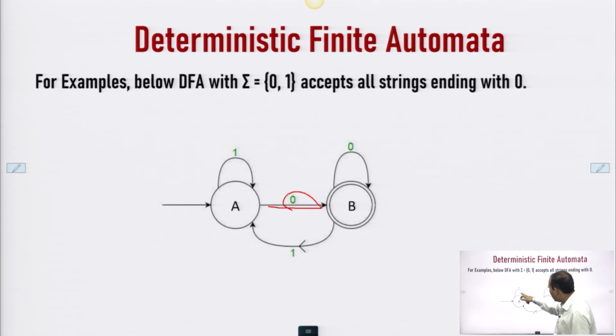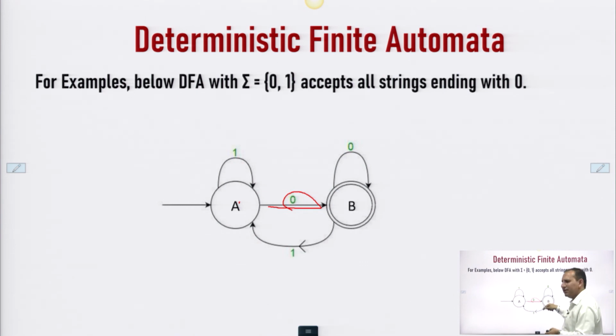The second input can be 1. If it is a 1, it will loop back to itself, which means that it will remain in the same state. Once I am in the final state B, I will stay in the final state if I keep on reading any number of zeros. So, for that I have drawn a loop here, because the language says all strings ending with 0. Once in the final state, if I get a 1, I should leave the final state, because this language is for all the strings ending with 0.